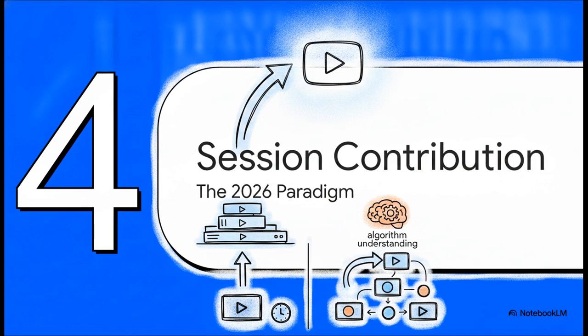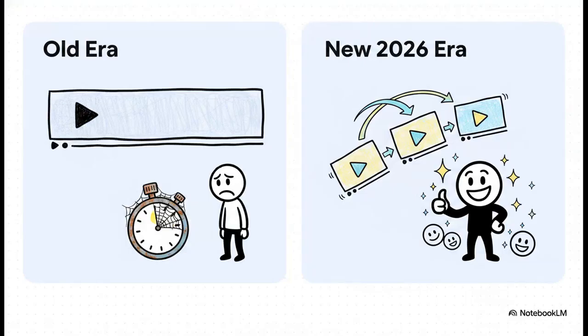Part 4. The Session Contribution Shift. The new 2026 paradigm. If you really want to work the YouTube algorithm today, you absolutely need to understand that the rules of the game have fundamentally changed for 2026. Back in the old days, like 2012 to around 2015, the algorithm rewarded cheap clicks and raw watch time. If you dragged a video out for 20 boring minutes, you won. That is the outdated goal.